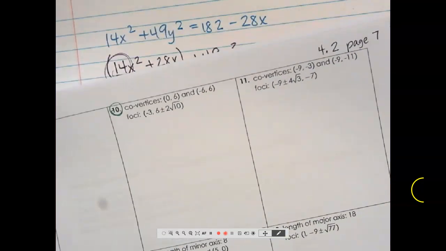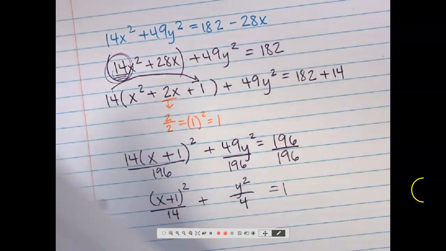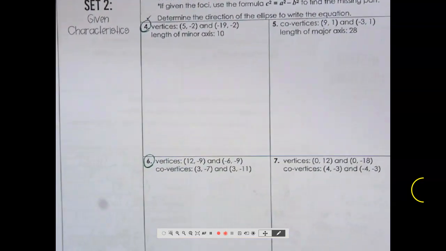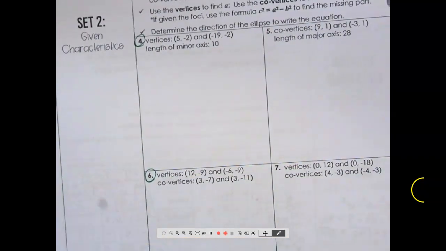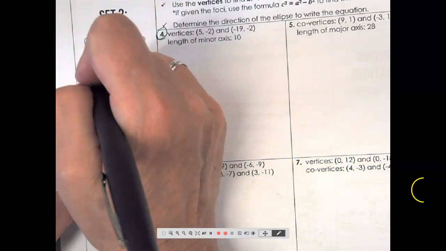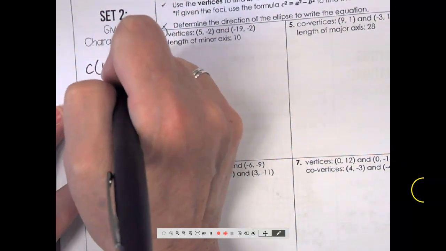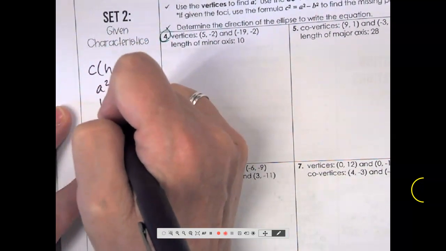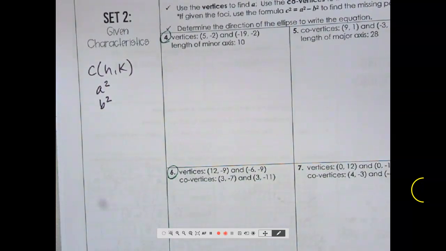All right, so last, we're going to do 5 of these on the last 2 pages. We're not doing them all. We're going to be given certain information about the ellipse, not a graph, and we're going to come up with the equation. Remember, to find the equation, we need the center, H and K, we need to know what A squared is, and we need to know what B squared is. That's all. We don't need to find C, although we might sometimes need to use C to find A or B.